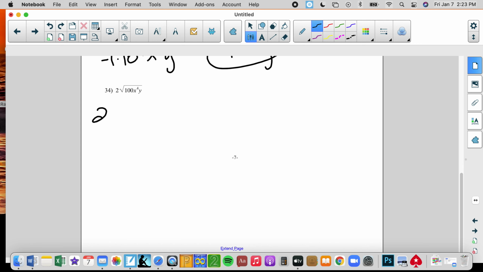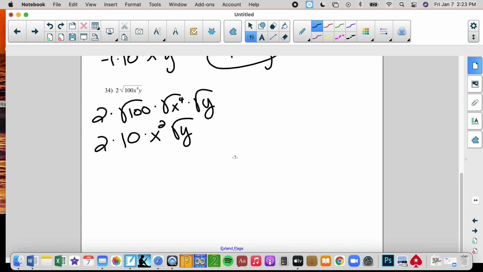Number 34: 2 times the square root of 100 times the square root of x to the 4th times the square root of y. 2 times 10 times x squared, and then rad y can't be simplified. So you have 20x squared rad y.